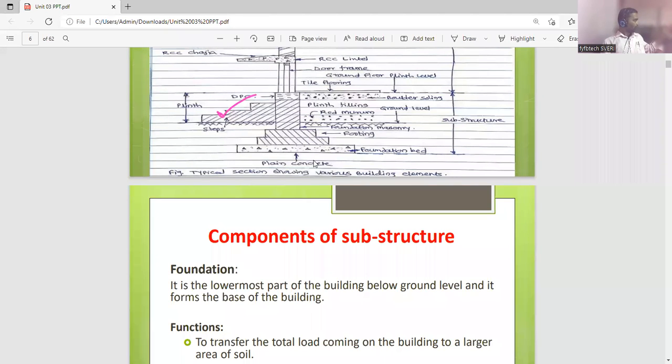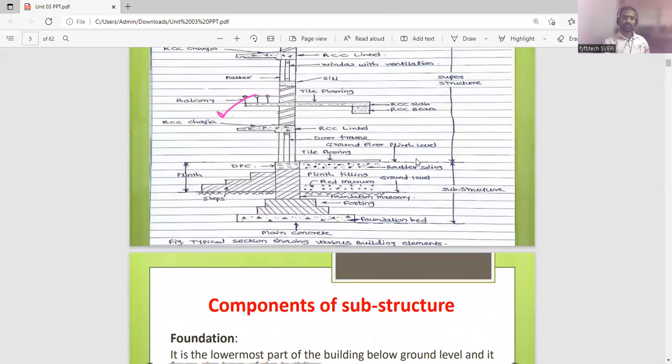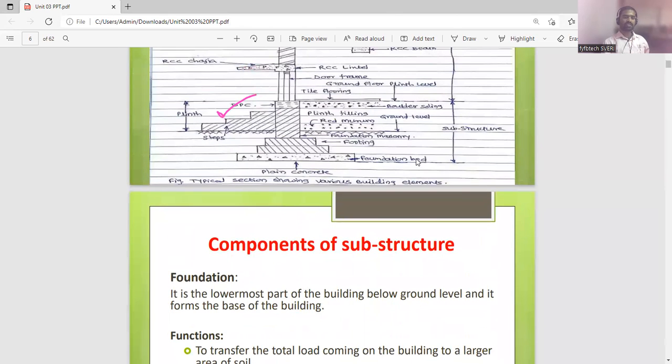Foundation. Okay, foundation, footing to foundation, then your footing. Okay, then your plinth, then DPC. All these will come under substructure components. Then superstructure will start from your wall. Okay, in this figure also it is very clear. Correct? So substructure is up to your tiles level, that is DPC level.